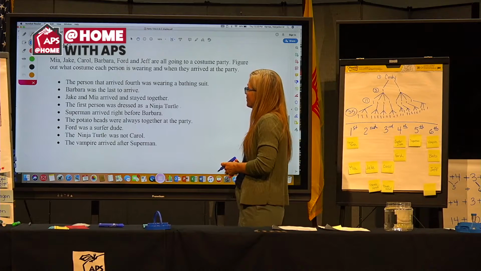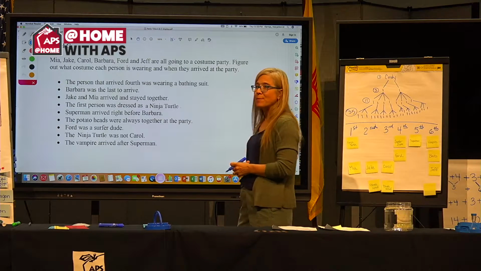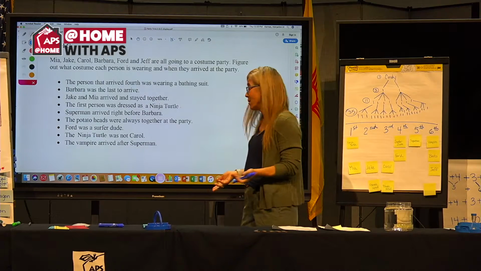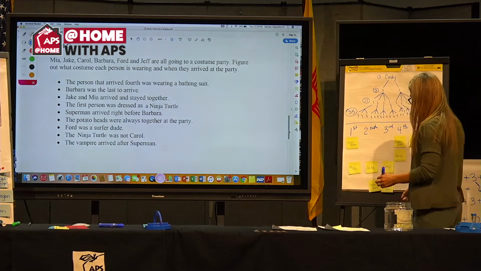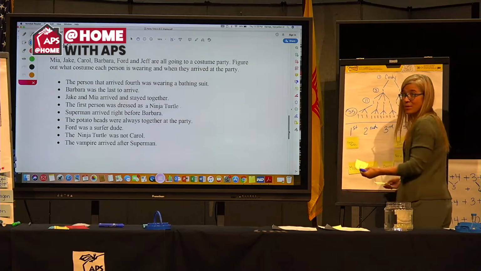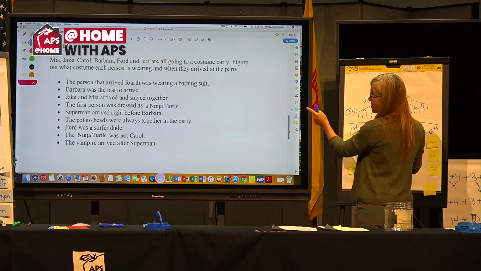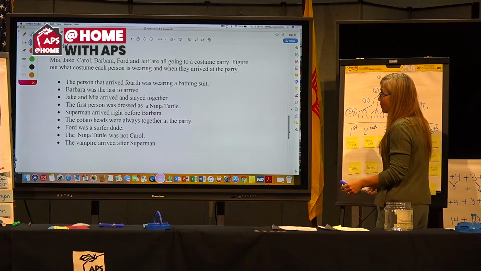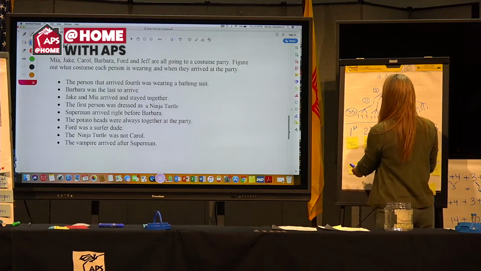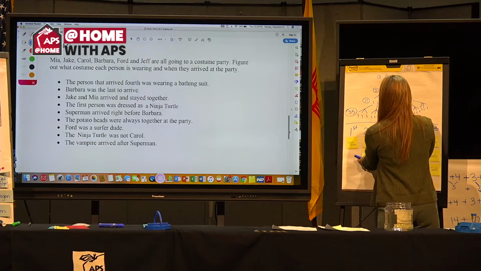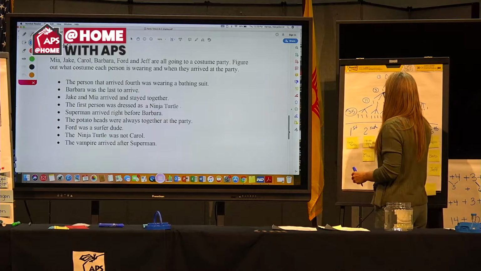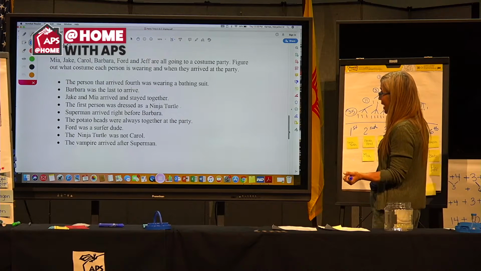Jake and Mia arrived together and stayed together, and the Potato Heads were always together. We only have 2 spots left. Do you think I could put the Potato Heads there? Because they stayed together. And who were the people? Jake and Mia. And I don't know if they're really 2nd and 3rd if they came together.